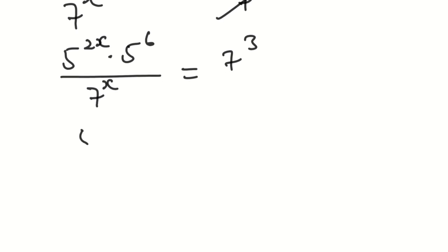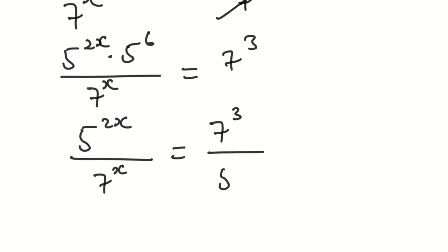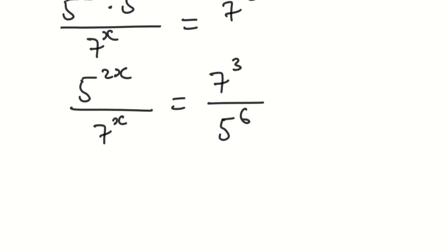So I'm going to write 5 raised to the power of 2x over 7 raised to the power of x is equal to what? 7 raised to the power of 3 divided by 5 raised to the power of 6. You see what I've done now? I have now separated the numbers according to their powers. So the ones that have algebraic powers like this and like this, I just brought them together. You might be wondering, what am I going to do with this? See what we're going to do next.